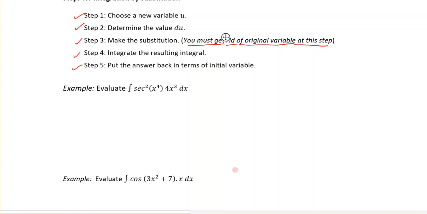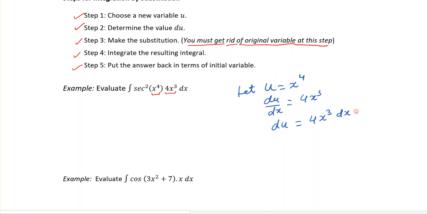First thing we notice that we are given x to the 4 here, and also we have the derivative of x to the 4, which is 4x cubed. If you do the substitution, let u be equal to x raised to power 4, it means you can take the derivative of both sides, so we get 4x cubed. So from here we get du is equal to 4x cubed dx.